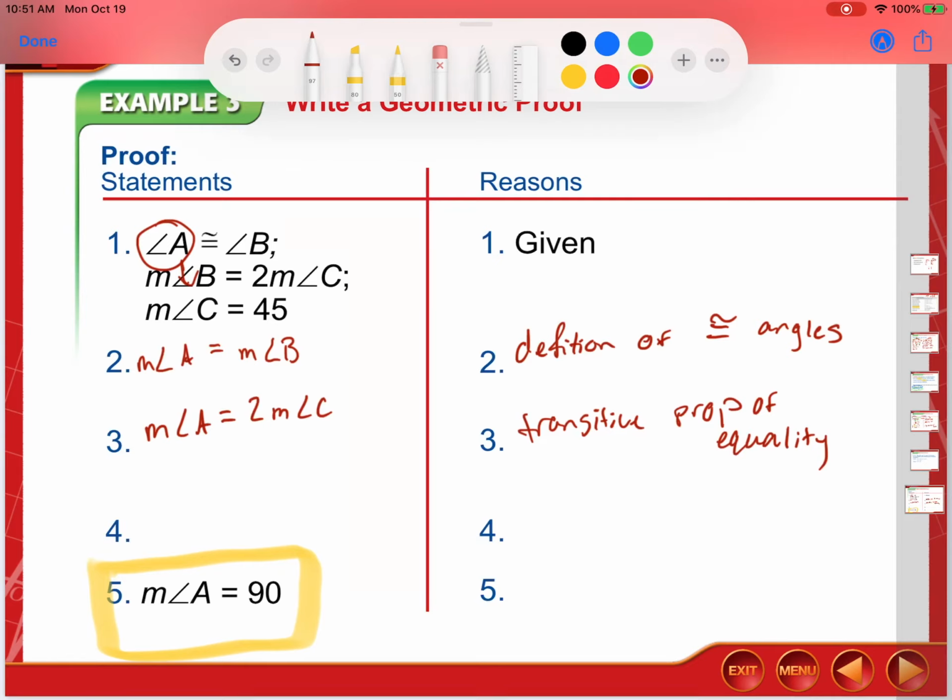All right, so now I'm going to plug in, instead of measure of angle C, since they tell us the measure of angle C equals 45 in the given, I am going to say measure of angle A equals 2 times 45. So I'm substituting in that 45-degree value for the measure of angle C. So I'm going to say substitution. And then once I multiply that out, I have the measure of angle A equals 90 degrees.